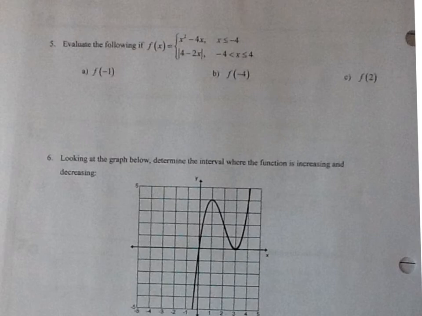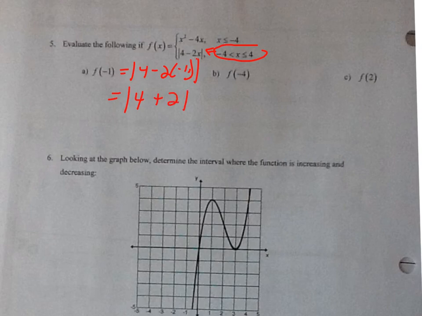So where does negative 1 fall? Negative 1 falls in this interval, so I have to use that part of the function. So it would be the absolute value of 4 minus 2 times negative 1. So it's the absolute value of 4 plus 2. So it's the absolute value of 6, which is equal to 6.